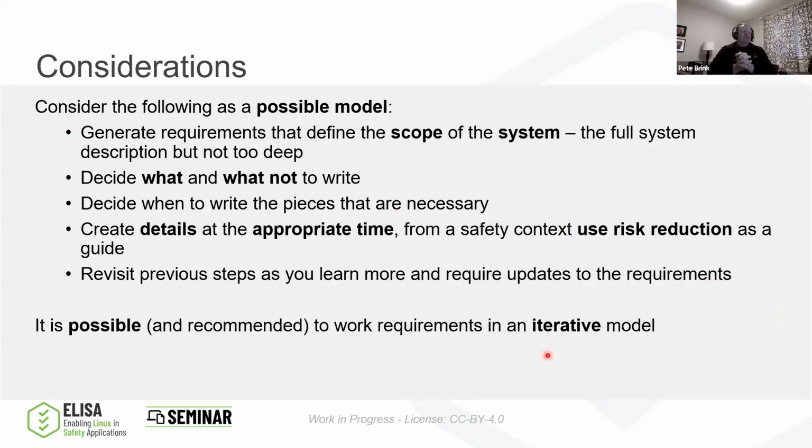So, generate requirements. This is where we start. When we don't know, we create a set of requirements that define the scope of the system. These are going to be constrained by information that we've received from our stakeholders. We describe the full system, but we don't go too deep. It's essentially what a very high-level architecture would look like, and we're trying to define the functionality that goes into each one of the blocks that we've defined in that architecture. We're writing requirements for those blocks.